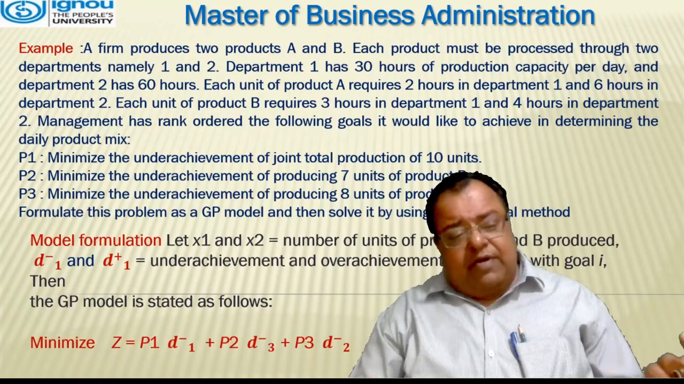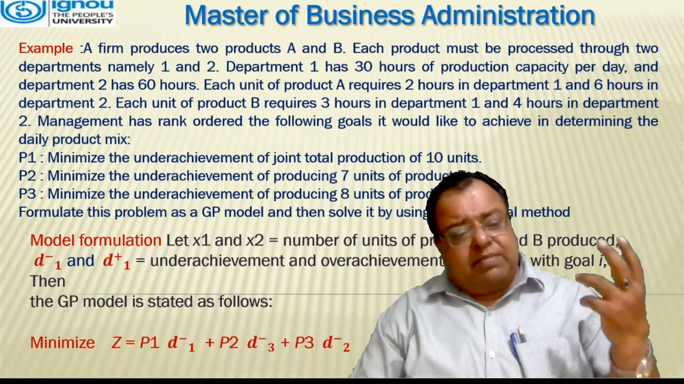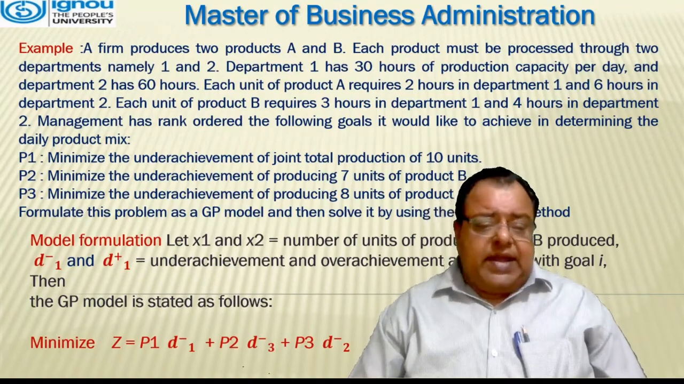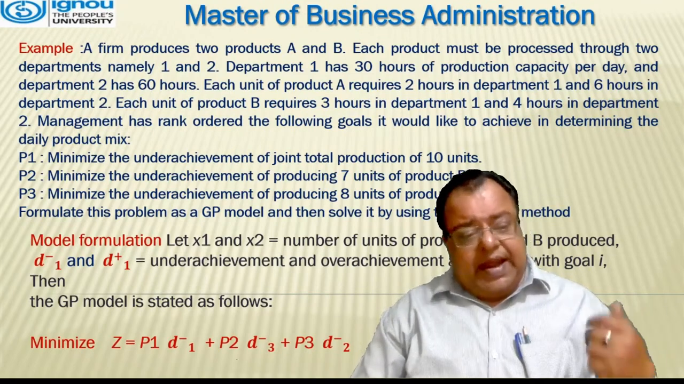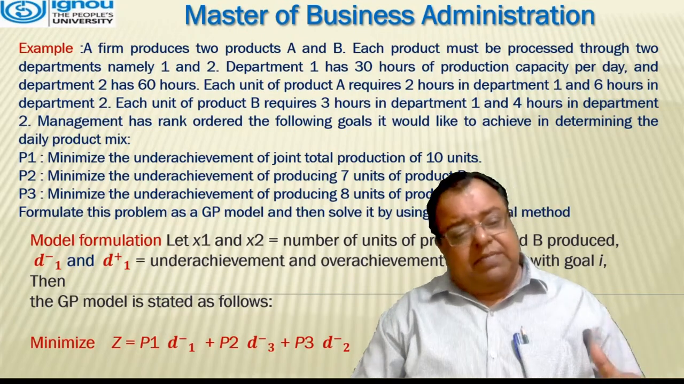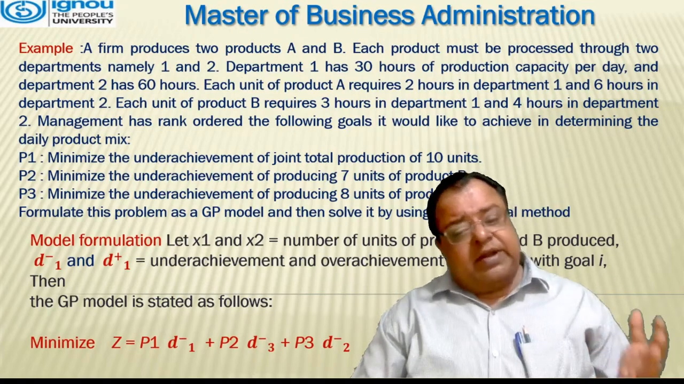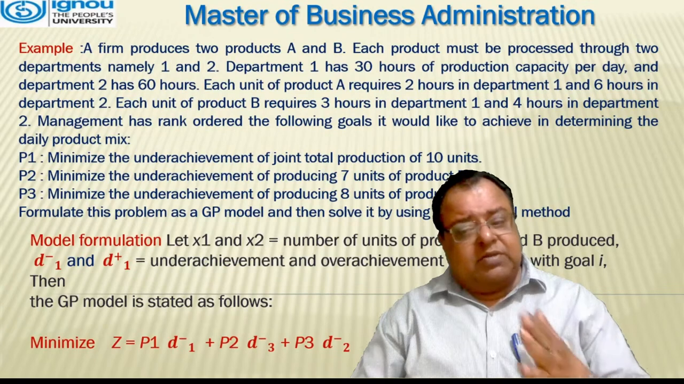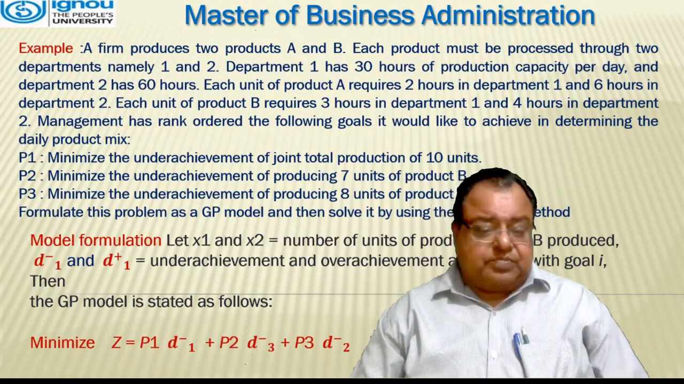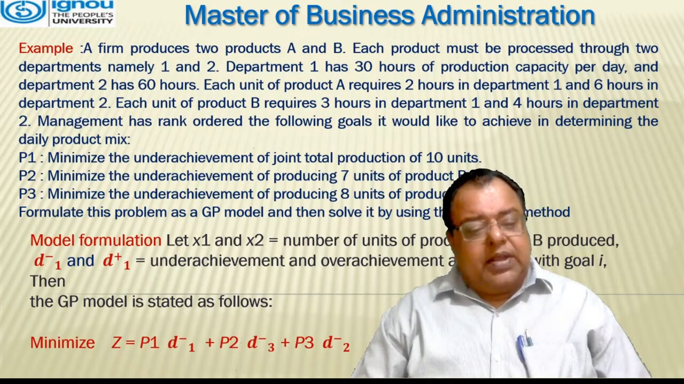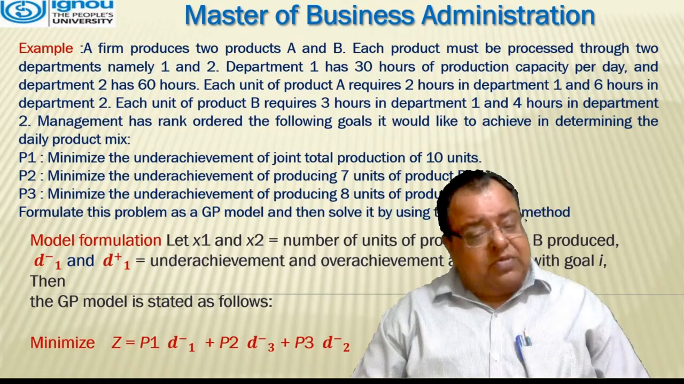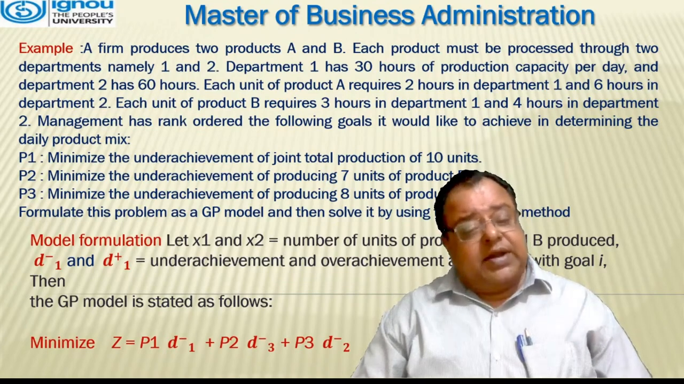Starting with the basic principle, we begin with the model formulation. Let x1 and x2 be the number of units of products A and B, and let d1 minus and d1 plus be the underachievement and overachievement associated with goal 1. Then the GP model is stated as: minimize Z equal to P1 d1 minus plus P2 d3 minus plus P3 d2 minus.